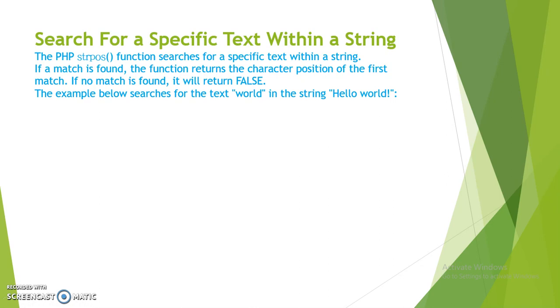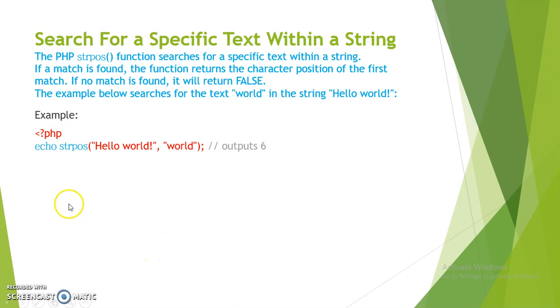Search for a specific text within a string. The PHP strpos function searches for specific text within a string. If a match is found, the function returns the character position of the first match. If no match is found, it will return false. The example below will show you exactly what we're saying. Let's take a look at it.